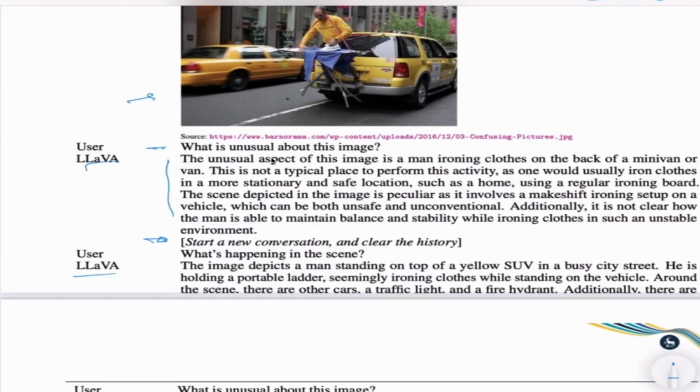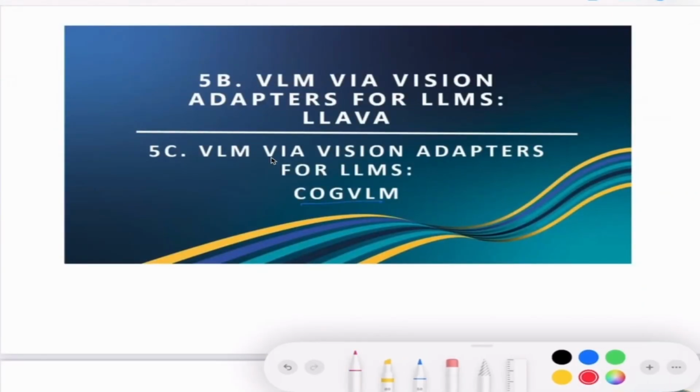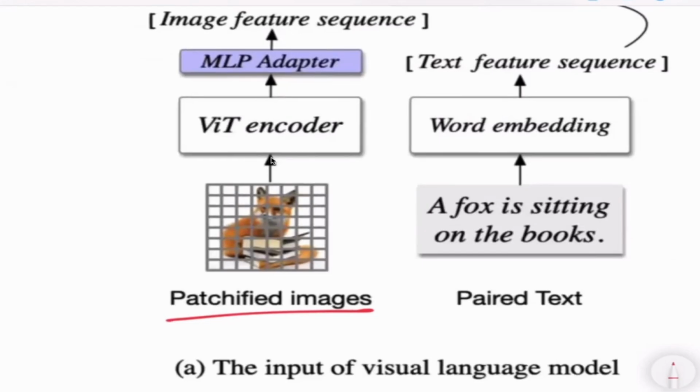It has better understanding. Let's look into the last method, which is CogVLM. Then we will conclude. So again, you have a vision model. In this case, a fox is sitting next to books. So the fox is sitting on the books. Okay, fine.